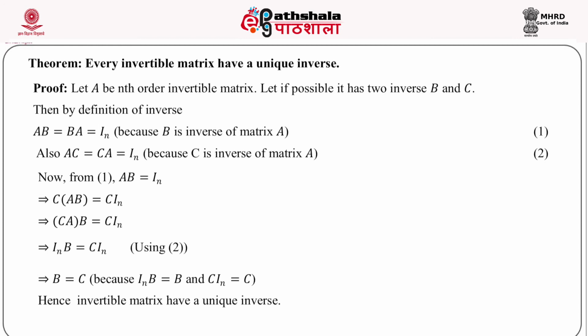Now because C is the inverse of A, on the left hand side, using the second equation, it will be equal to the identity matrix of nth order. So I_n B is equal to C into I_n. But we know that I_n into B is equal to B, and C into I_n is equal to C, so we have B is equal to C. Hence an invertible matrix has a unique inverse.